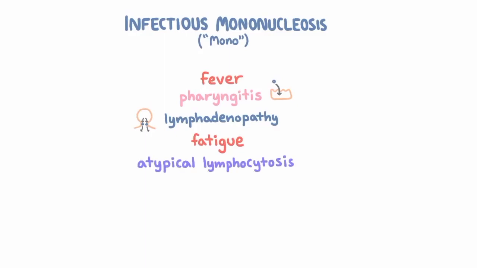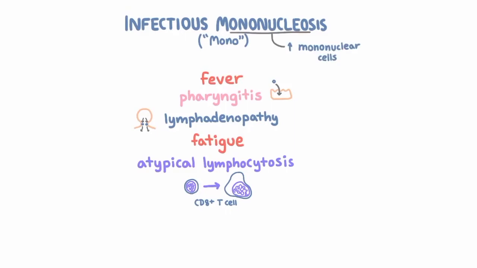Atypical lymphocytosis. Normally, lymphocytes of the blood look like this, with a small nucleus and very little cytoplasm. But in mono, you find lymphocytes in the blood that look like this, with a much bigger nucleus and lots of cytoplasm. We call them atypical lymphocytes, and what are they? They are reactive cytotoxic T cells that are trying to kill infected B cells.